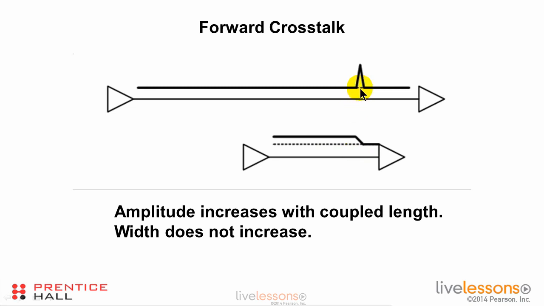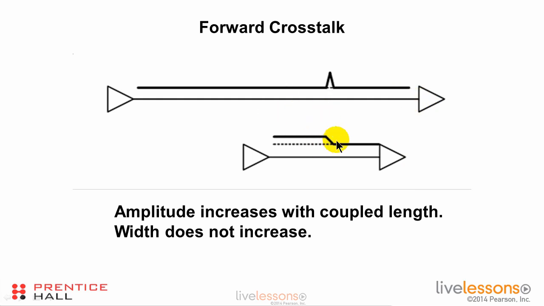We continue coupling in at this point. The coupled signal at this point continues to add to the coupled signals at the previous point. And this forward crosstalk signal continues to get larger and larger, until we get down here to the end of the coupled region. Now, the coupling stops, but this trace is longer than this trace, and so this coupled signal continues to propagate until it gets down to the end of its trace.